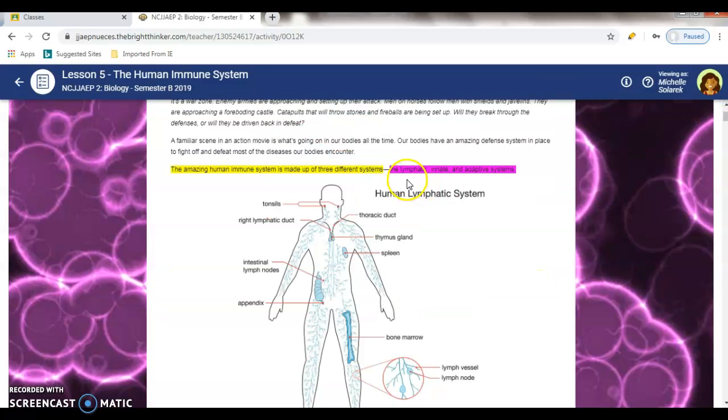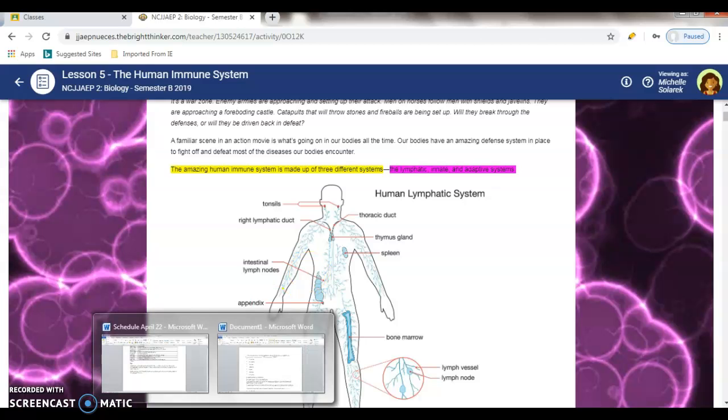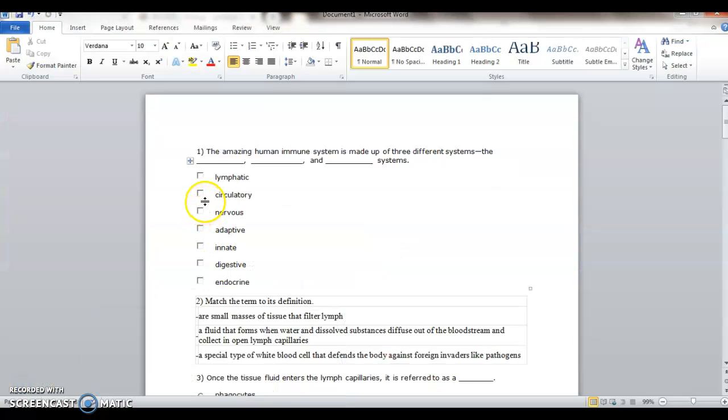Here we go. So we have the human immune system is made up of different systems: the lymphatic, innate, and adaptive. So if we go back, we have lymphatic, innate, and adaptive. So that's the first one.